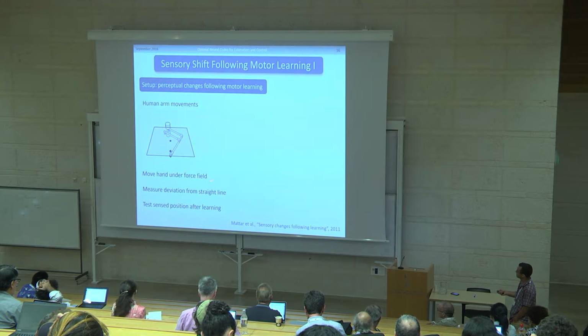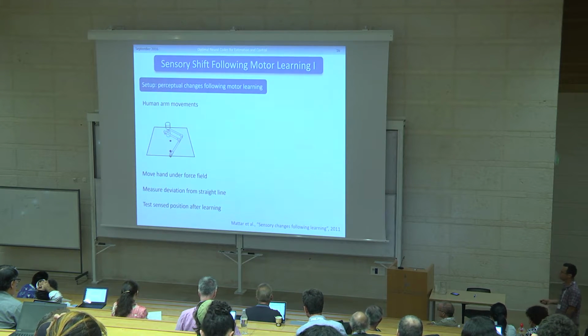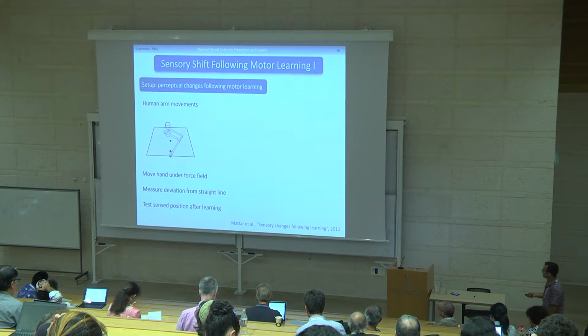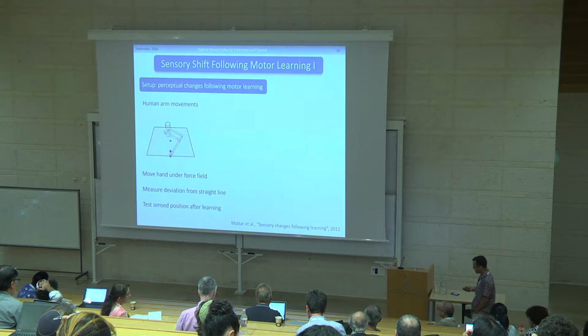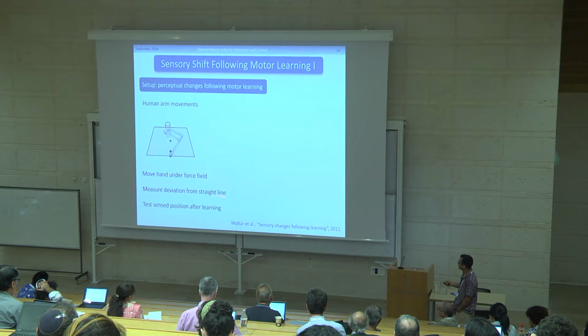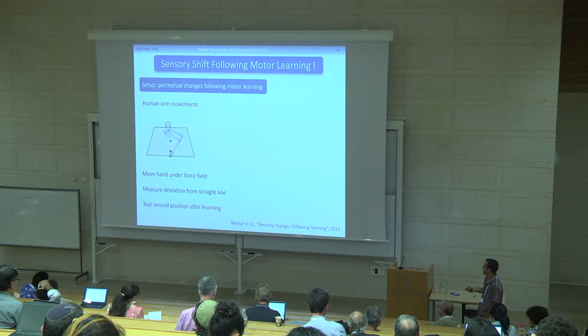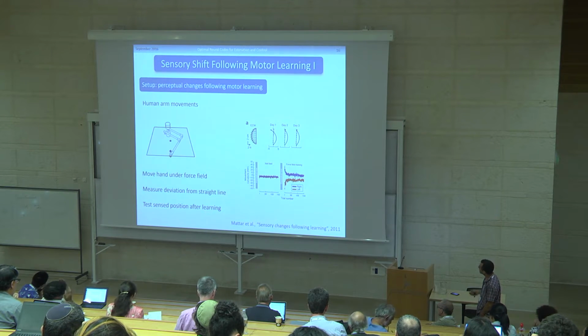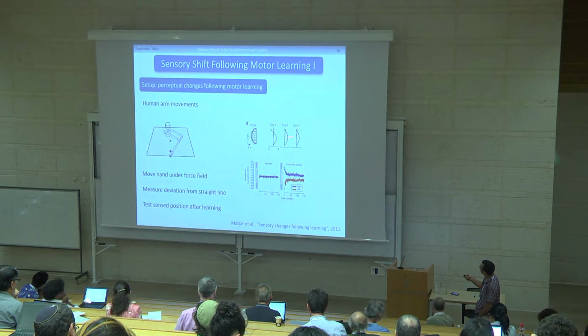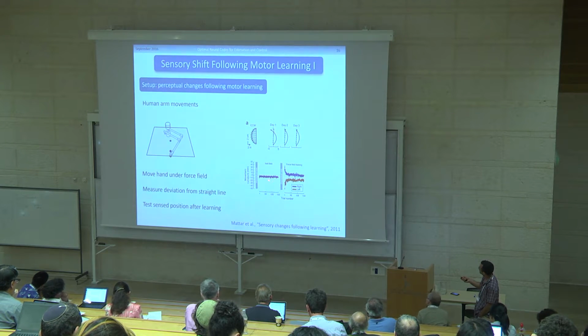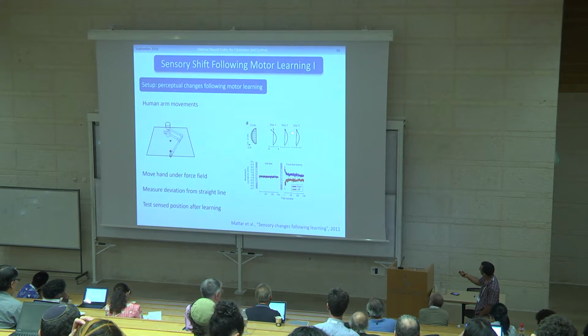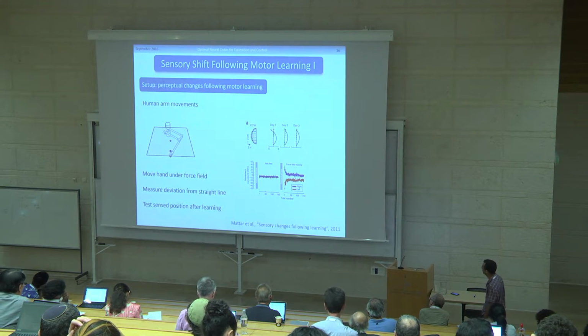However, in this case, since the perturbation force field was applied to the hand, the motion is no longer a straight line, and they measured the deviation from a straight line. After having learned to deal with this force field, they tested the sensed position. And what is interesting, we see here day 1, day 2, the initial curvature is larger, and after a few days they reached a curved straight line within this force field experiment.